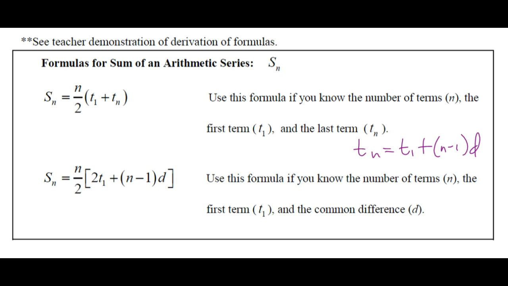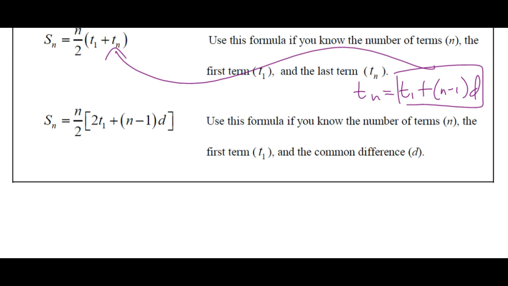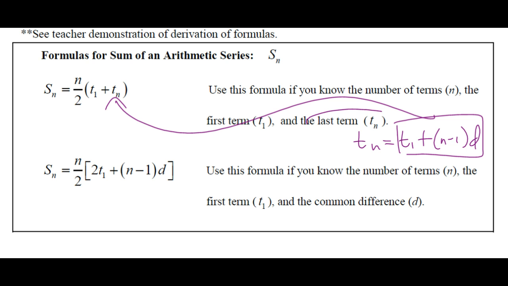And really, if you substitute this in here and add them, you're going to get t sub 1 plus t sub 1 plus n minus 1 times d, or 2 t sub 1 plus n minus 1 times d. That's where the second formula comes from, right? But they're both on your formula sheet, and you just have to figure out when to use which. I'll use this formula when I know the last term, and I'll use this formula when I know the common difference, and regardless, I have to know how many terms there are and I have to know the first term.